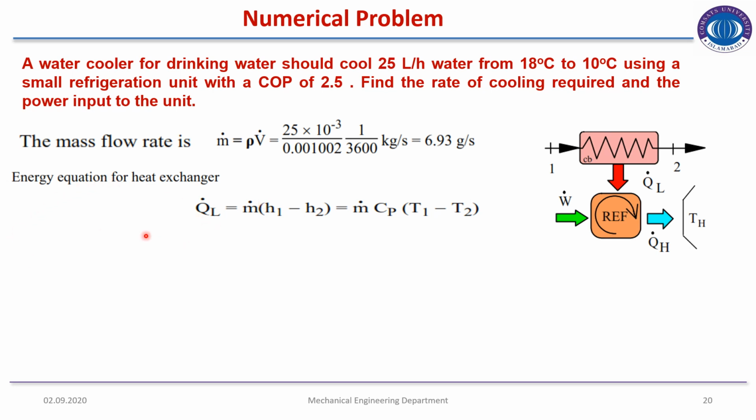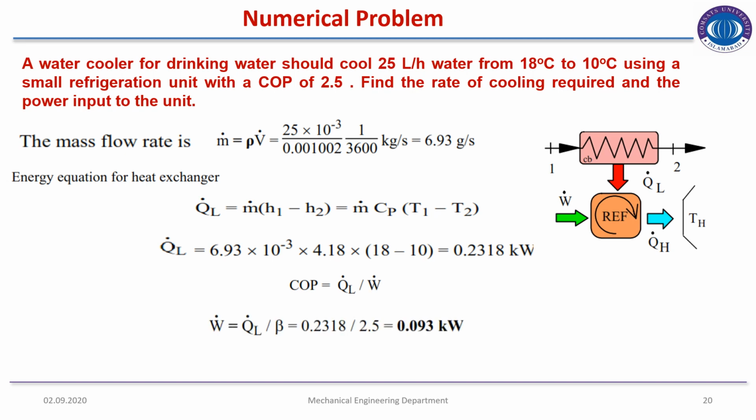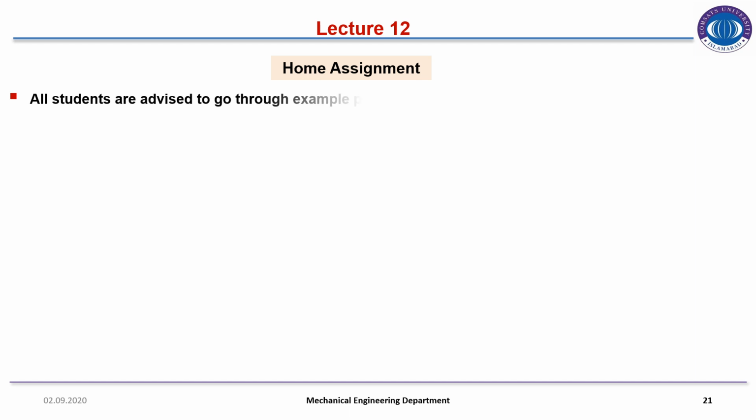The energy equation for the heat exchanger is Q dot L is equal to m dot (H1 minus H2), which is equal to m dot Cp delta T. So enthalpy is converted into Cp T, that is specific heat at constant pressure times temperature. With all these values, Q dot L comes out to be 0.2318 kilowatt. The formula for coefficient of performance is QL divided by W. So W dot is QL divided by beta, or COP, and W dot is 0.093 kilowatt.